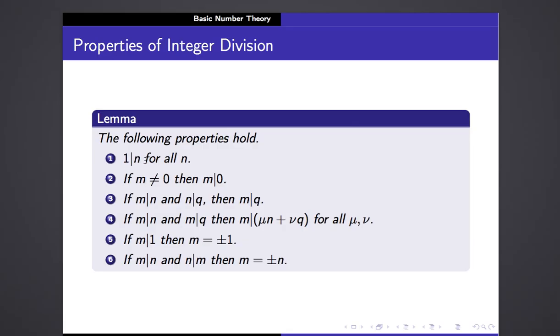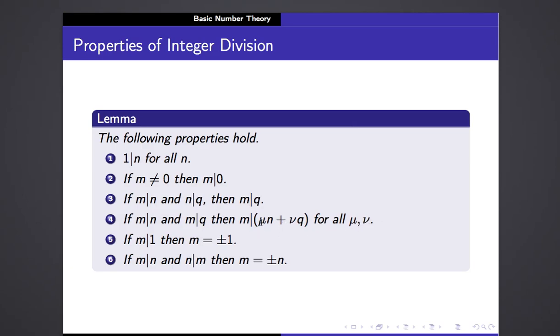So 1 always divides any integer n, and if m is not equal to 0, then m always divides the number 0. If m divides n and n divides q, then m must divide q. Next property is if m divides n and m divides q, then m divides mu n plus nu q for all integers mu and nu.